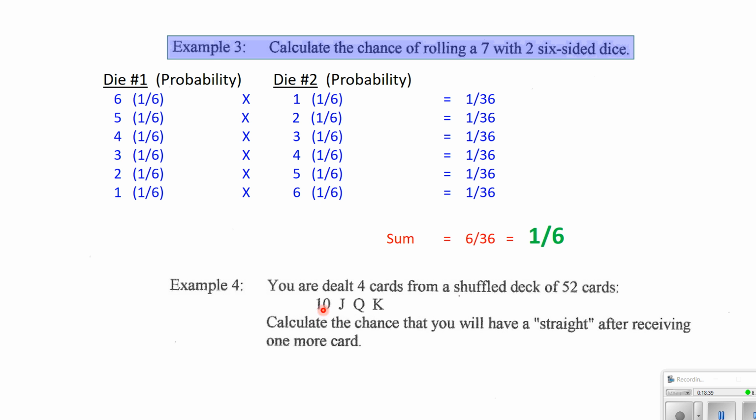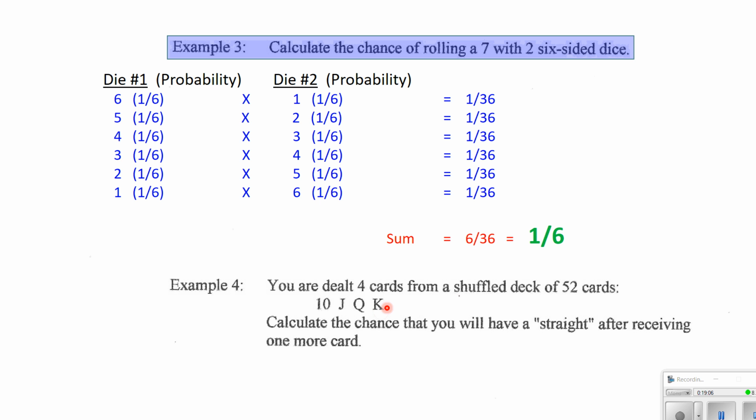You have a 10, maybe it's a 10 of hearts, doesn't matter. Maybe it's a jack of spades, a queen of clubs, and a king of diamonds. The suit doesn't matter, but you have a 10, a jack, a queen, and a king. Those are your 4 cards. Now there's 48 cards remaining in the deck, right? Because 52 cards, you already have 4 of them, so now we know there's 48 cards remaining.